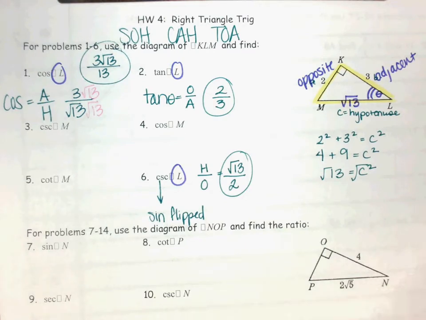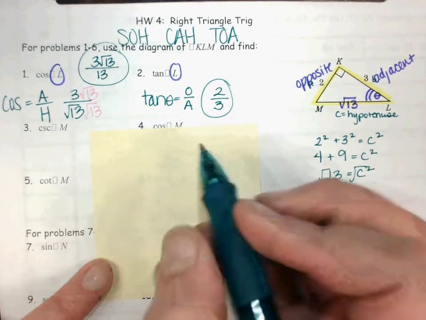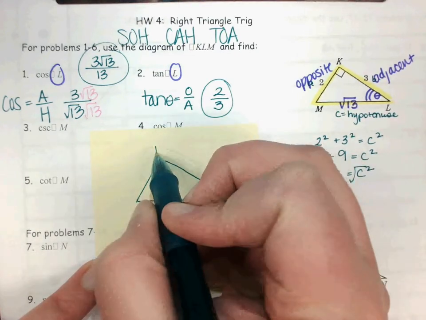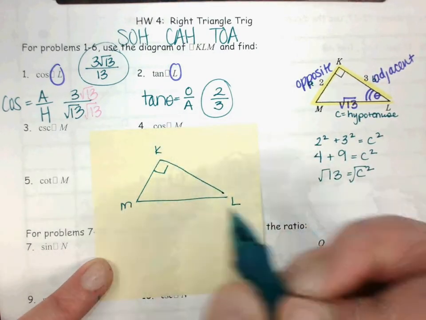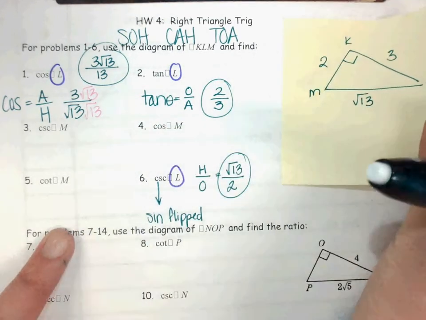Okay, so now I'm going to redraw my triangle. I'm going to do it on a sticky note, but you can just do it up here at the top. So, redraw the exact same triangle. Keep all the letters in the exact same corners. But we're going to change our theta from the L corner to the M corner. So here's my triangle. Here's my right angle. KML. This one is 2, 3, and root 13. I'm going to put it on top.